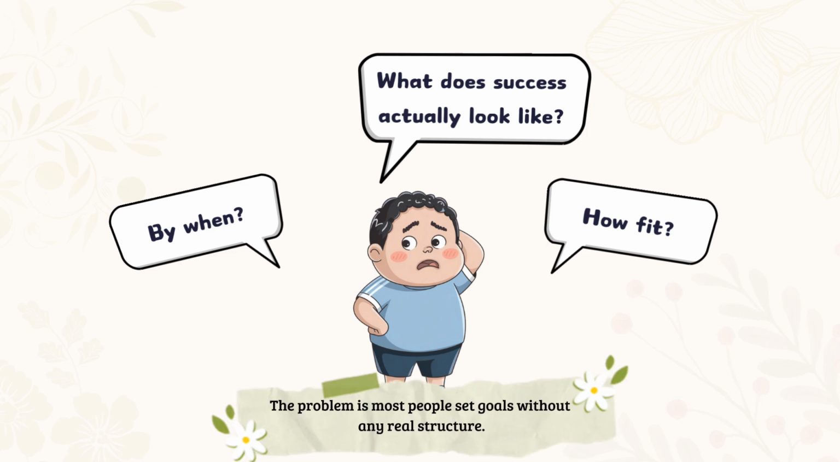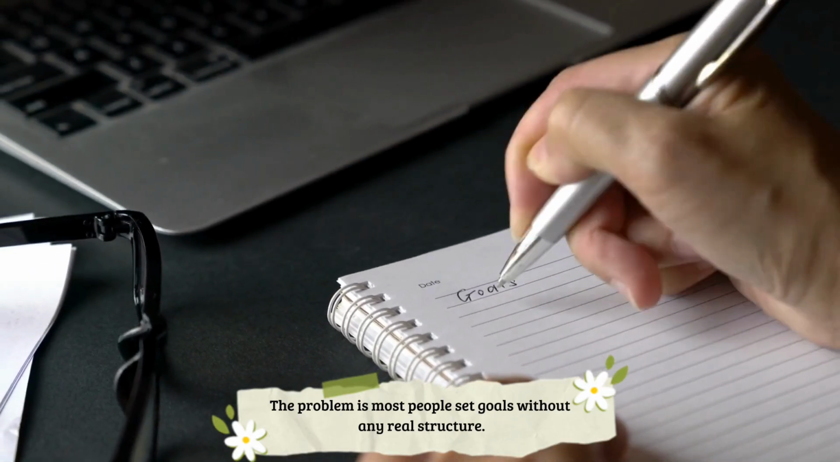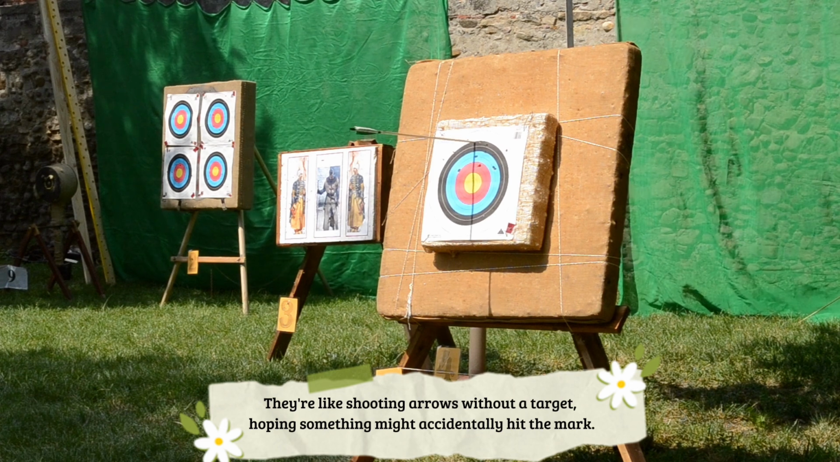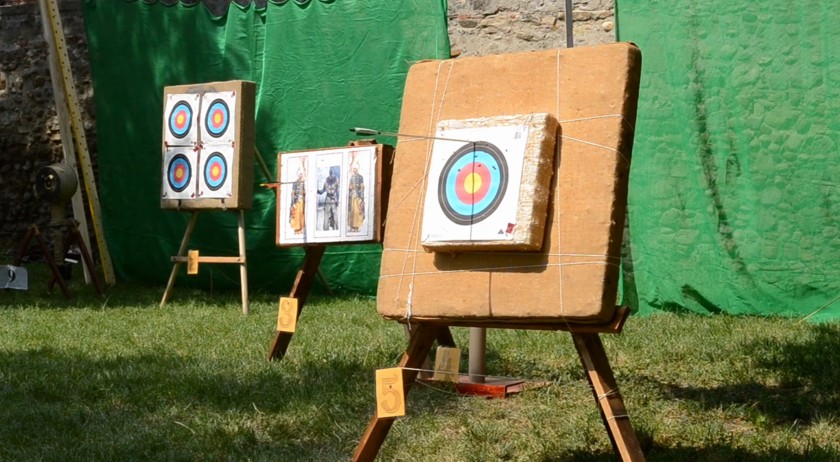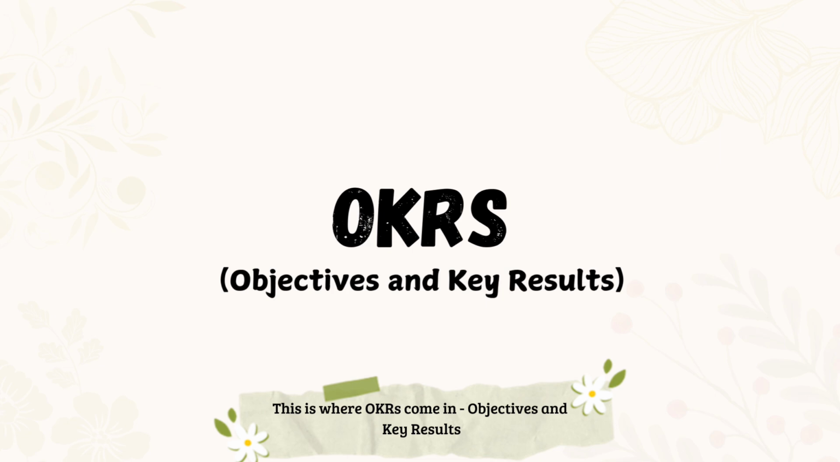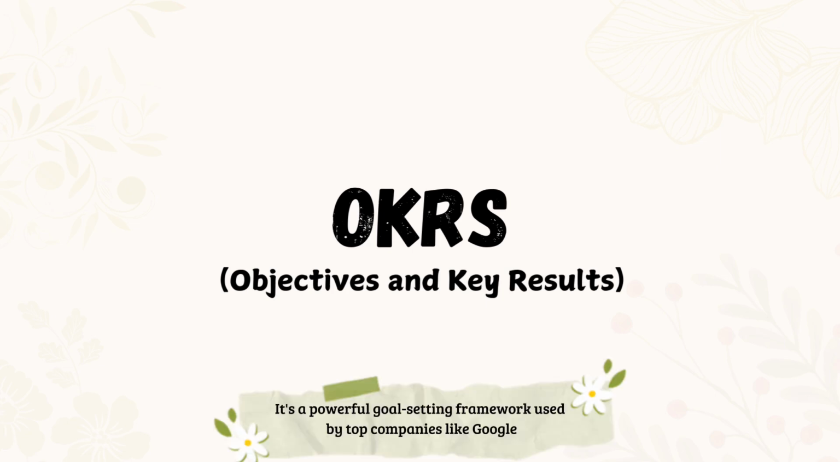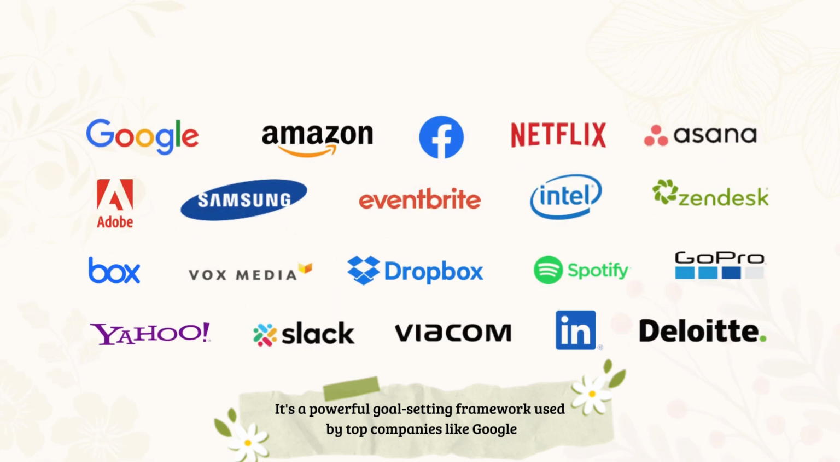The problem is most people set goals without any real structure. They're like shooting arrows without a target, hoping something might accidentally hit the mark. This is where OKRs come in, objectives and key results. It's a powerful goal-setting framework used by top companies like Google and successful entrepreneurs worldwide.